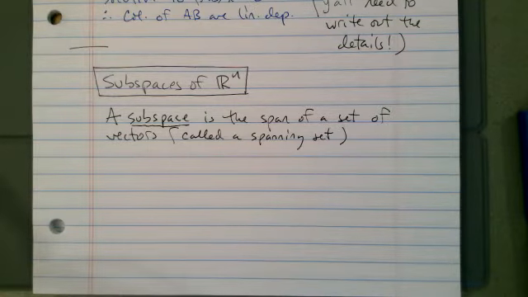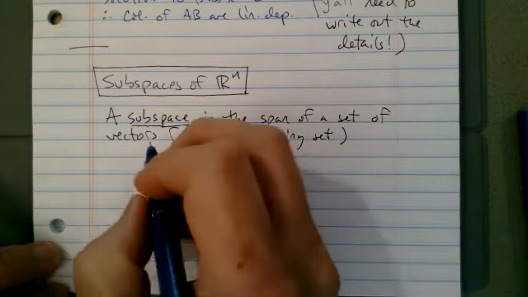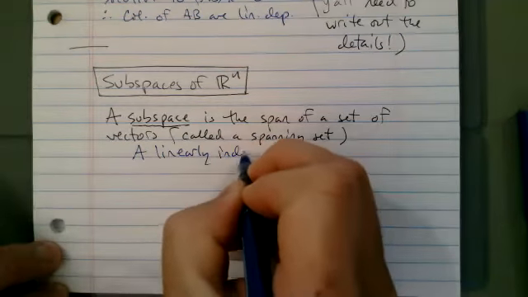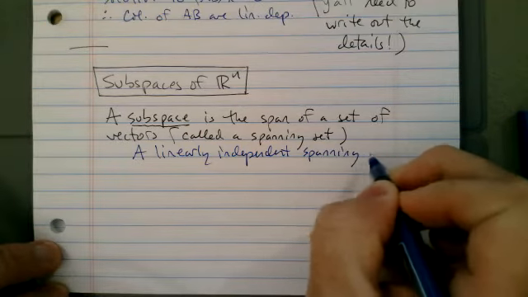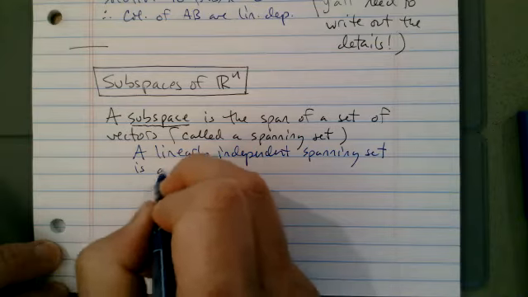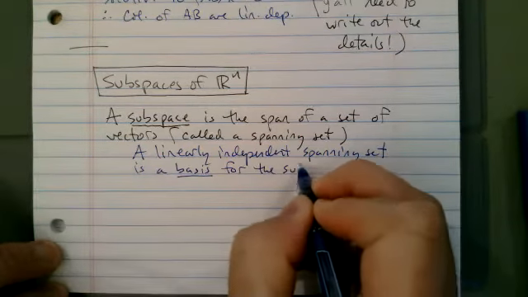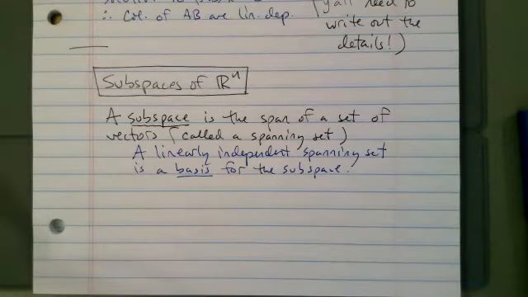If the vectors in the spanning set are linearly independent, if the spanning set is linearly independent, then we have a basis for the subspace. A linearly independent spanning set is a basis for the subspace.